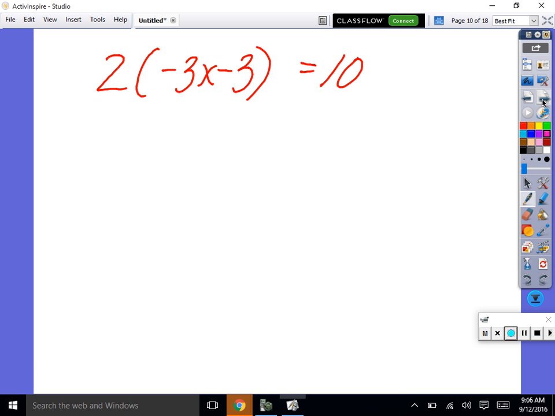So what do we do? We simplify the left, we simplify the right side of the equation, and then solve. So it's 2 times all that stuff. I've got to distribute that through correctly. Won't that be negative 6x? Then we've got to distribute that through, minus 6 equals 10.